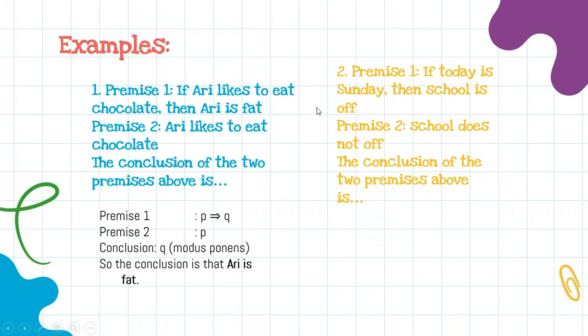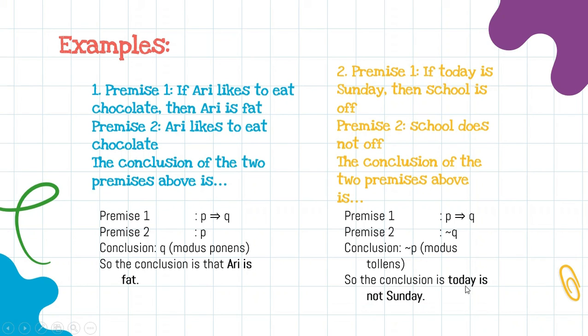Next, the second, premise 1 is, if today is Sunday, then school is off. Premise 2 is school is not off. The conclusion of the two premises above is blank. So the answer is, premise 1 is P then Q. Premise 2 is negation of Q. Conclusion is negation of P because this is modus tollens. So the conclusion is today is not Sunday.